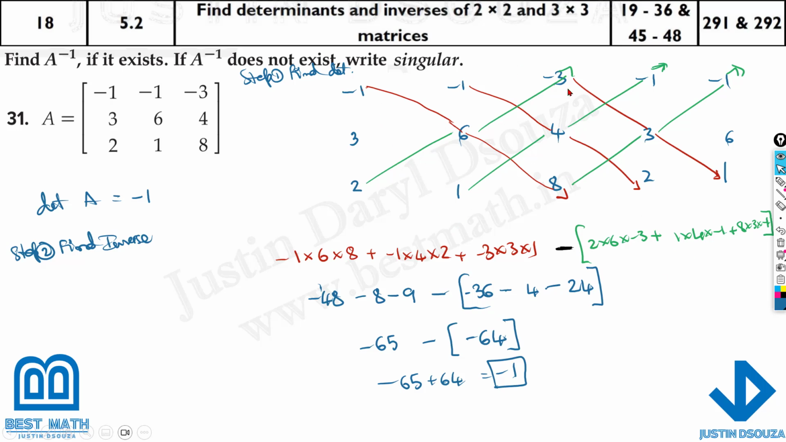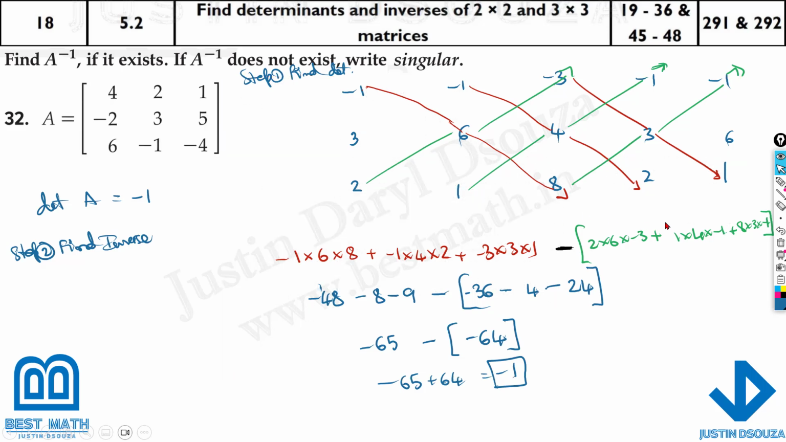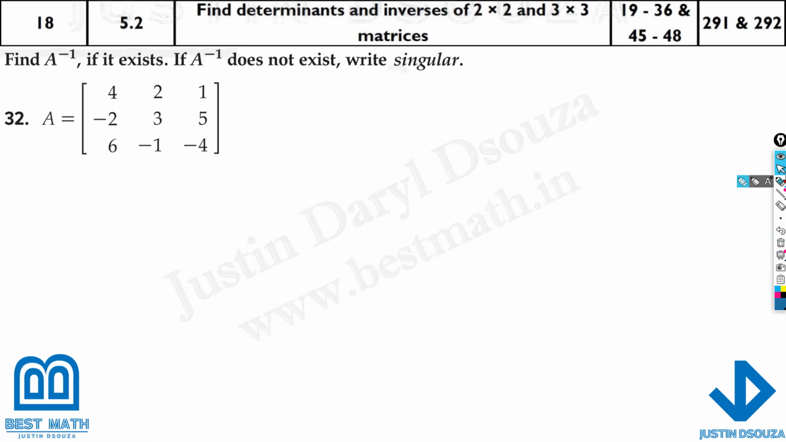Okay, this is simple: up to down, minus down to up. But it's just that you should copy these first two columns again after the third column. See, it's 1, 2, 3. Again it starts with 1 and 2, and then you solve it up. So this is the answer here. Hope this is all clear. Let's do one more. Let's find the determinant of this one.